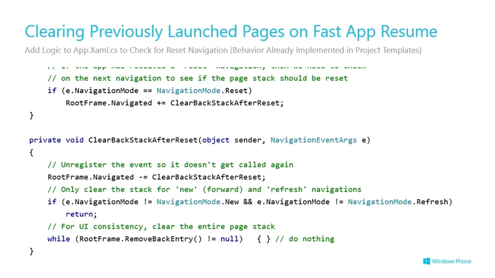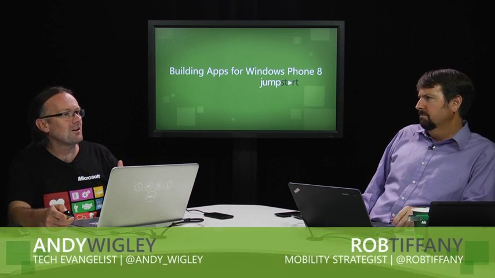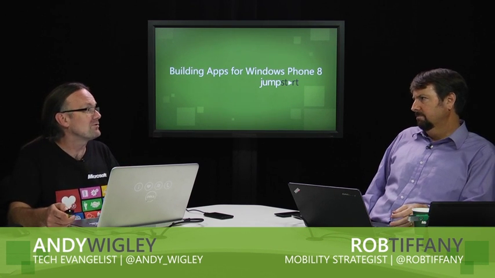And then, if we're in a reset navigation, that bottom line does this: while RootFrame.RemoveBackEntry does not equal null, do nothing. What that is actually doing is clearing the page history stack. So it makes sure that when you do a fast application resumption, any page history stack left over from the previous instance of the app is blown away. So you're giving a fast application resume app exactly the same behavior as if it had been launched afresh from new.